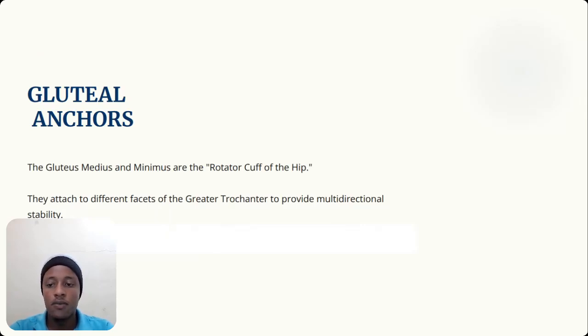Gluteal anchors. The gluteus medius and minimus are the rotator cuff of the hip. They attach to different facets of the greater trochanter to provide multidirectional stability.